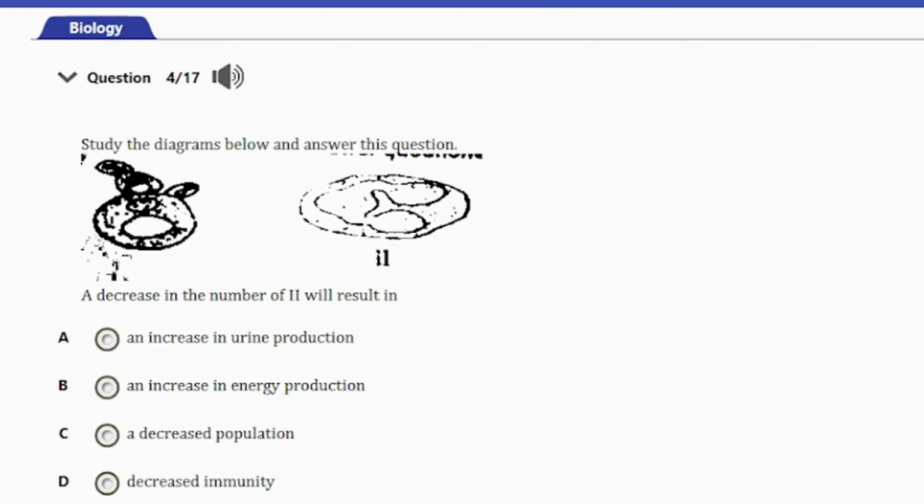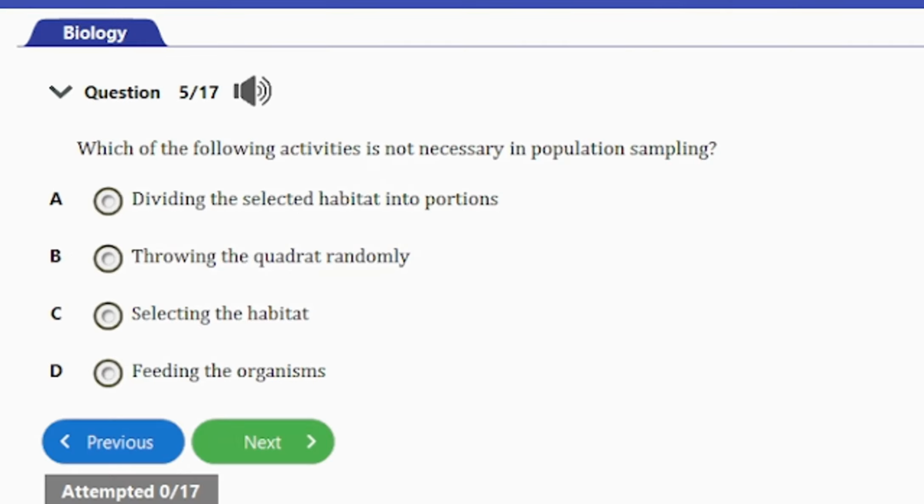Let's consider the next question. Question number 4 here. All right, so we have a diagram here, and it says here, study the diagrams below and answer the question. So the question here says, a decrease in the number of II will result in A, an increase in urine production, B, an increase in energy production, C, a decrease in population, and D, decreased community. So guys, the II here is actually the white blood cell as seen. So if there is a decrease in the number of white blood cells, it will definitely lead to a decrease in immunity, and that's option D here.